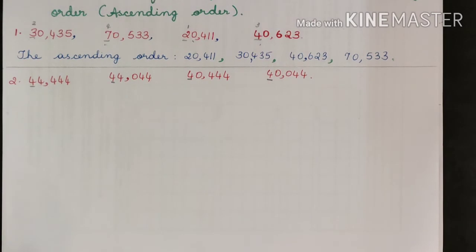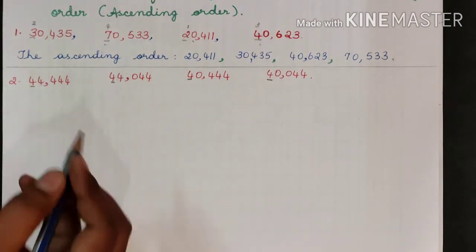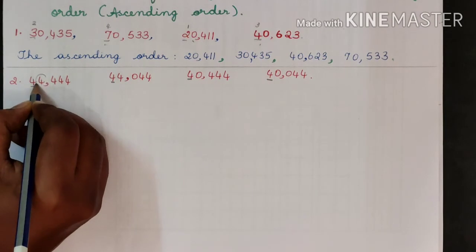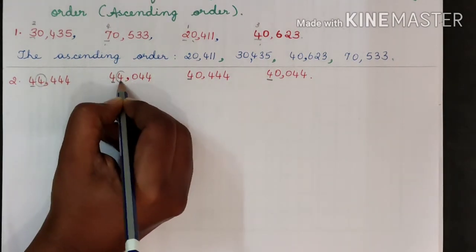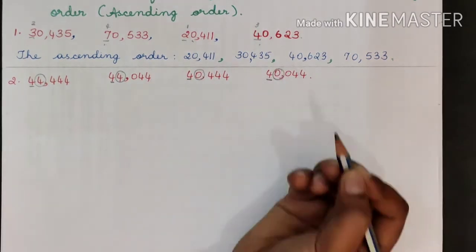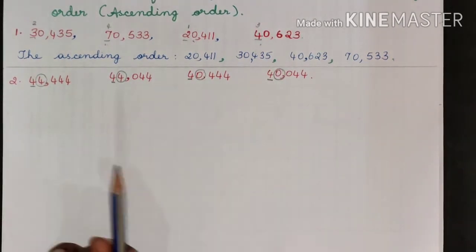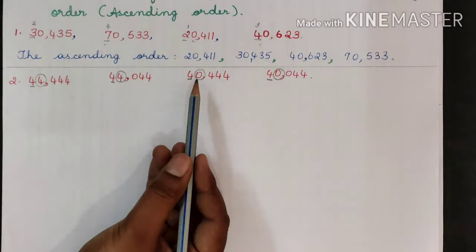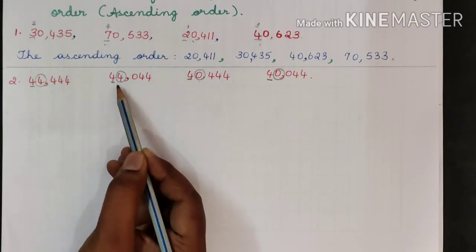Good. We have to compare thousands place. Now here in thousands place we have 4. Here we have 4. Here we have 0. And here we have 0. Now we can conclude that 0 is smaller than 4.